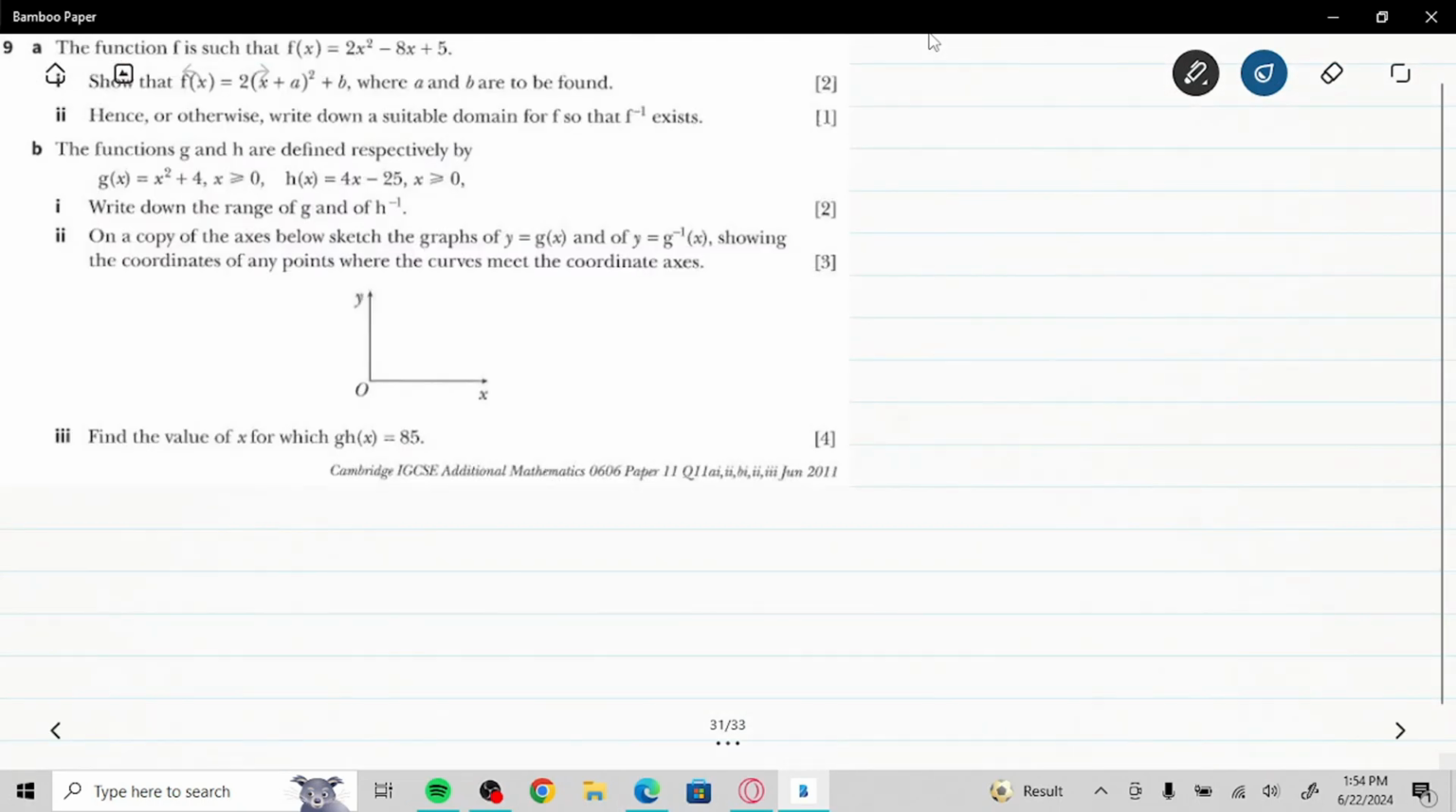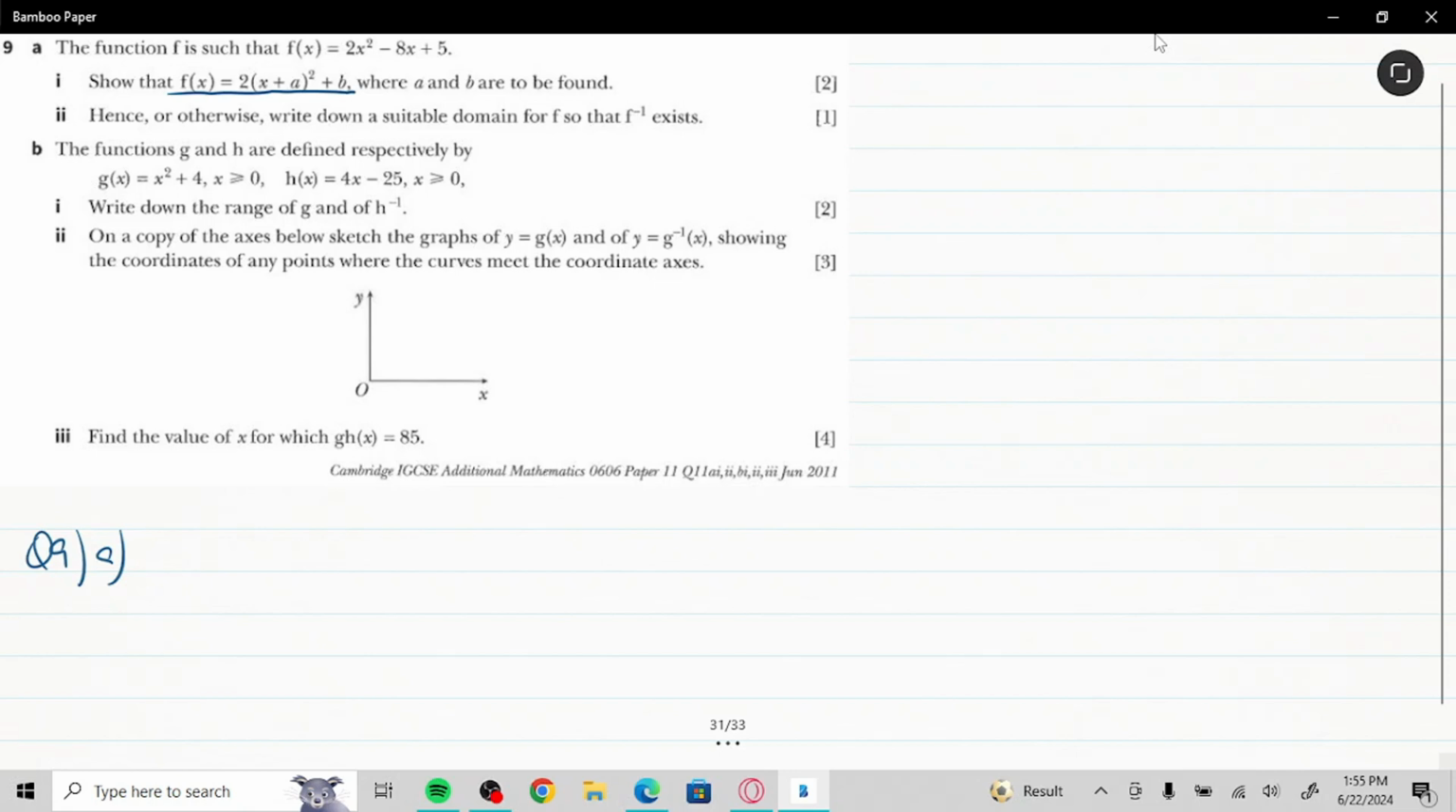Proceeding on to question number 9. Question 9a, we have the function f, where f(x) equals 3x squared minus 8x plus 5. And we have to show that f(x) equals (2x plus a) squared plus b, where a and b are to be found. Now, as this is a past paper exercise, it's a little out of this chapter. This type of question comes in the later chapters, but I'm going to solve this with an easy method so that you can understand.